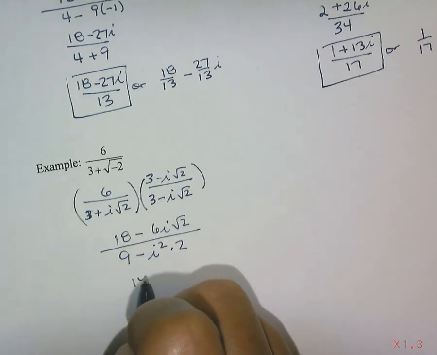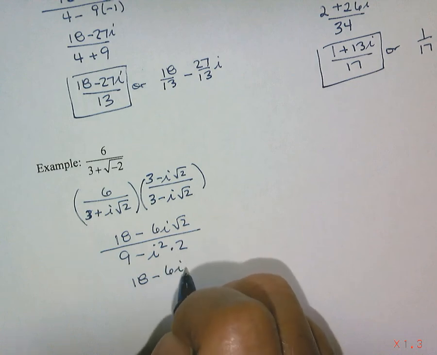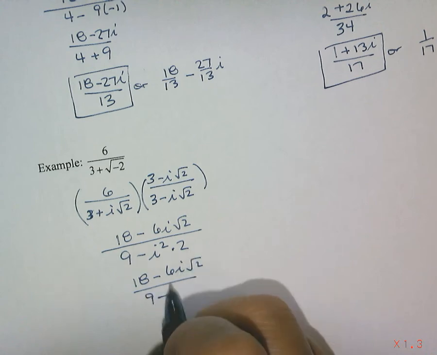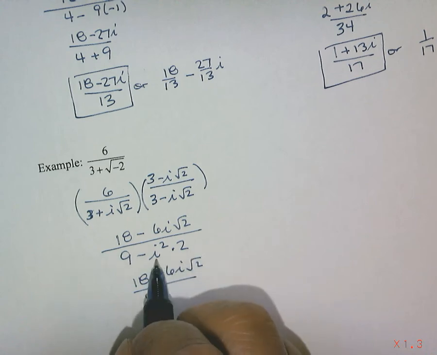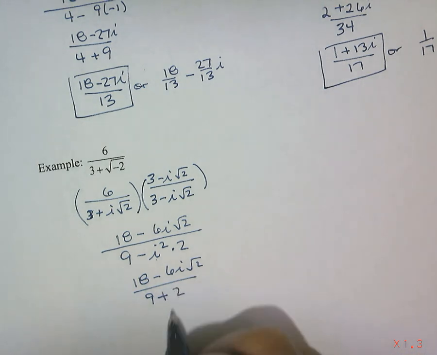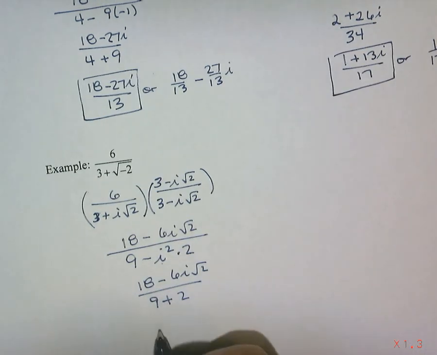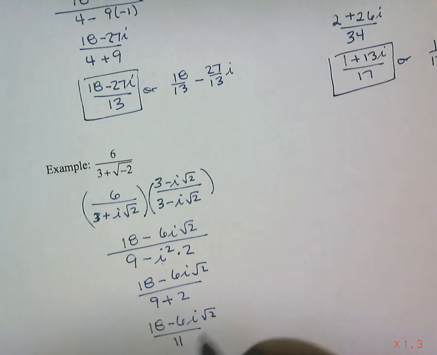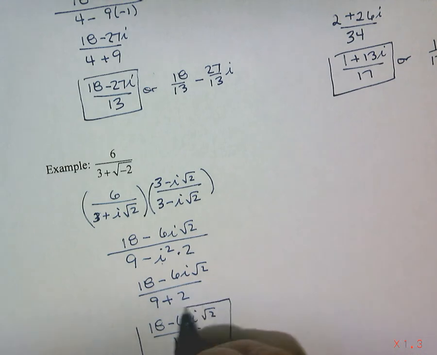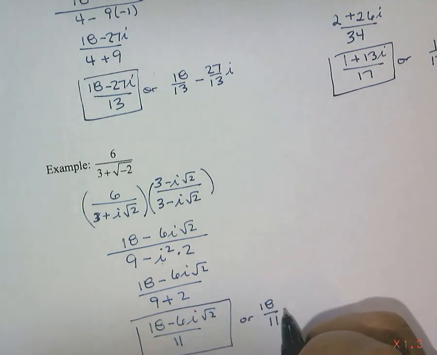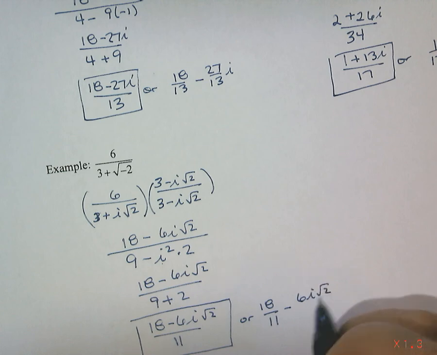So my numerator, I have 18 minus 6i square root of 2. i squared gets replaced with negative 1. So negative 1 times 2 is a positive 2. So I have 18 minus 6i square root of 2 over 11. Fine to stop there. If you want to continue, it can be 18 over 11 minus 6i square root of 2 over 11.